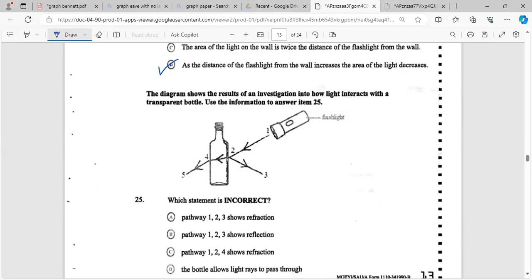The diagram shows the result of an investigation into how light interacts with a transparent pot. Use this information to answer item 25. So you have the flashlight, boom, 2, boom, 3, boom, 4, boom, 5. Which statement is incorrect?